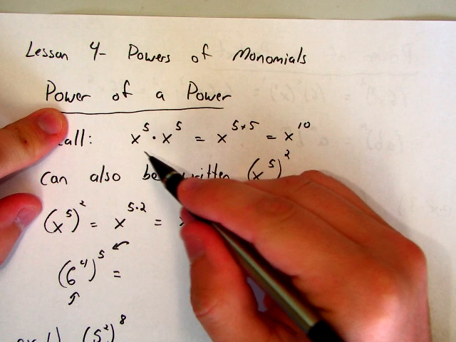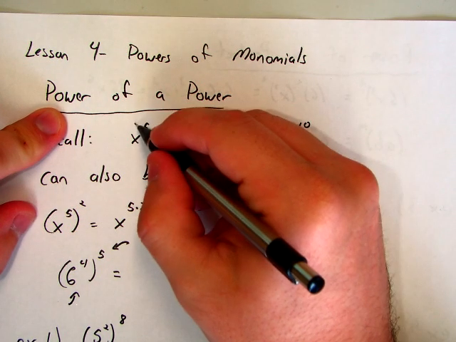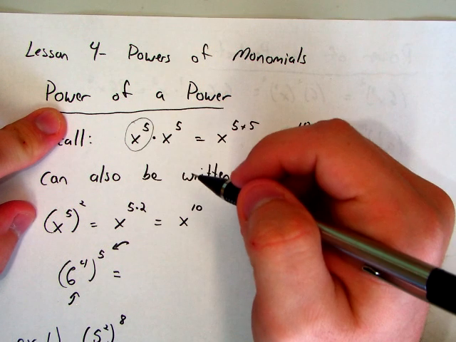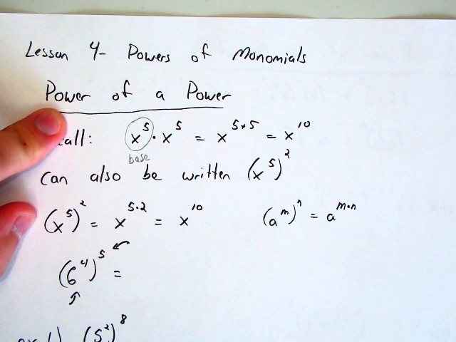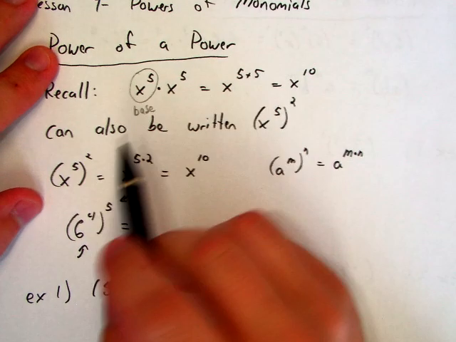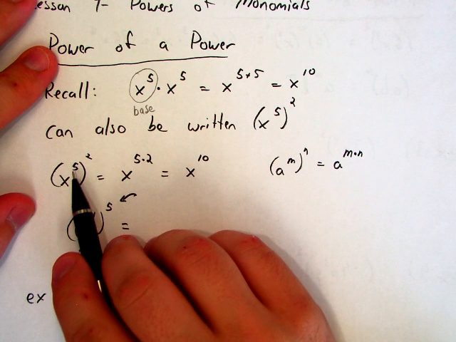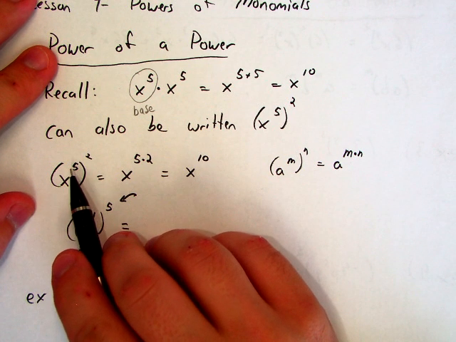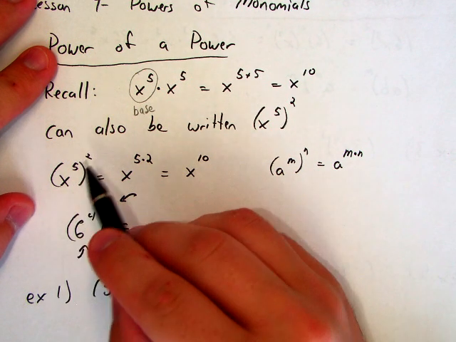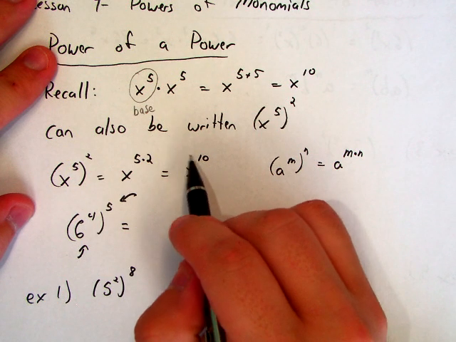We can also rewrite this, though, as x to the 5th squared. Because now this whole term is our new base. And when we have a power, which is this right here, remember x to the 5th, x is the base, 5 is the exponent, the whole term is a power. If we have a power raised to an exponent, we multiply the two exponents together. So we have 5 times 2, which happens to be 10.